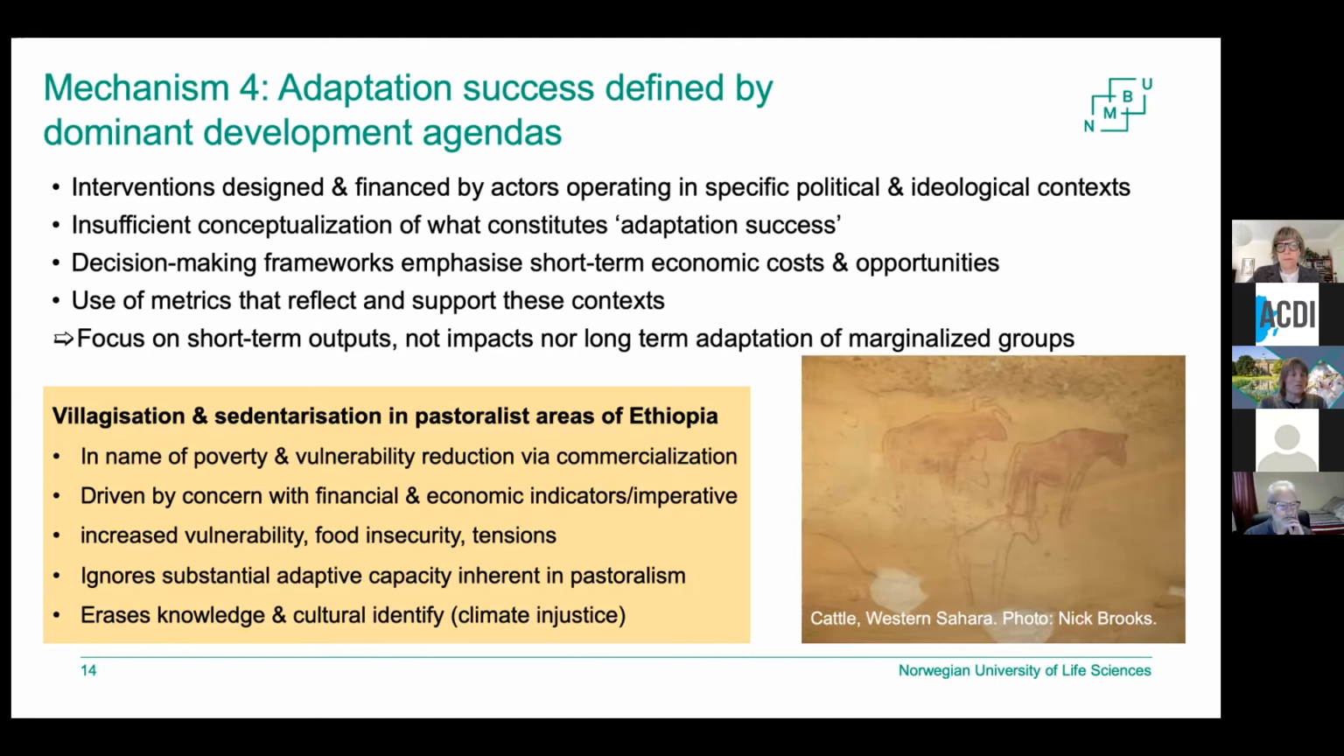There's not the space or perhaps much incentive to conceptualize what adaptation success is, especially if adaptation success would be something different from what you're already doing. So if you're competing for adaptation funding, you need to show that what you're doing actually constitutes adaptation success. Perhaps it's less attractive to start saying that what you're doing constitutes the opposite of adaptation success, and that you need to shift what your organization is doing.